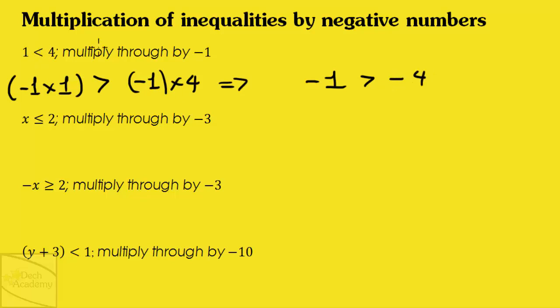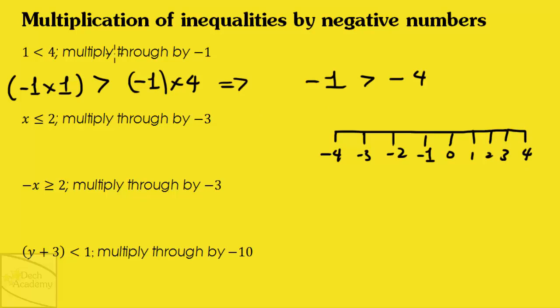And if we look at a number line, let's have a look at a number line here. So this is minus 4, minus 3, minus 2, minus 1, 0, 1, 2, 3, and 4. Now, the initial inequality says 1 is less than 4. As you can see on the number line, 1 lies to the left of 4, showing that 1 is less than 4. Let's look at the result of our manipulation. Minus 1 and minus 4. As you can see, minus 1 is greater than minus 4. And that's what this inequality says.